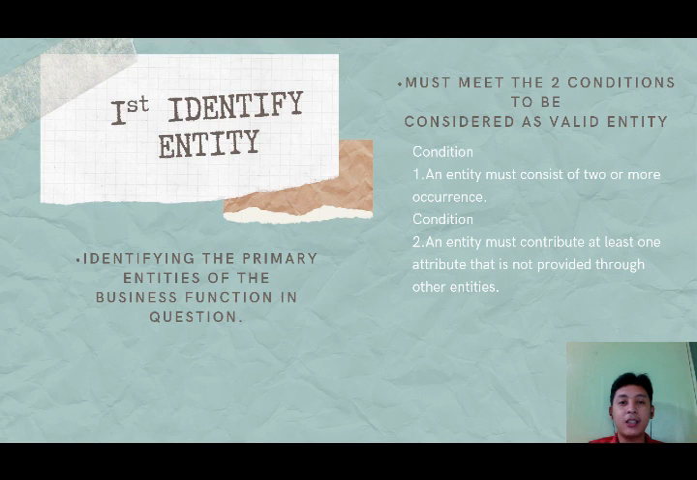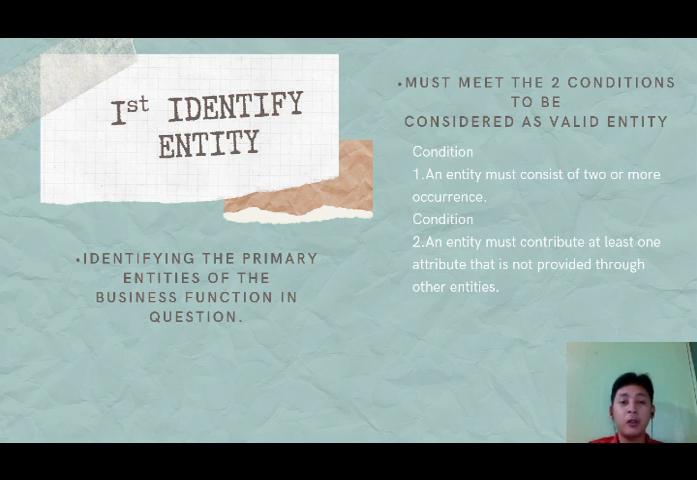The first phase is to identify primary entities of the business function in question. Again, entities are things that the organization desires to capture data about. Another thing is that entities are represented as nouns in system description. So how do we identify these entities?